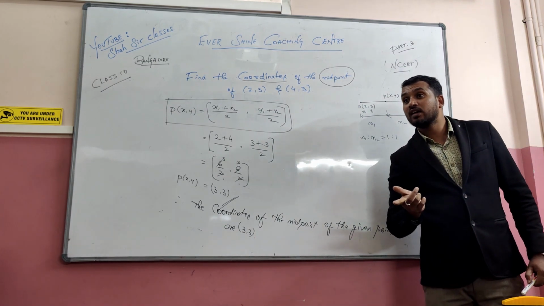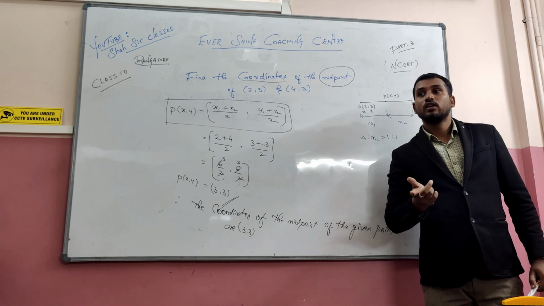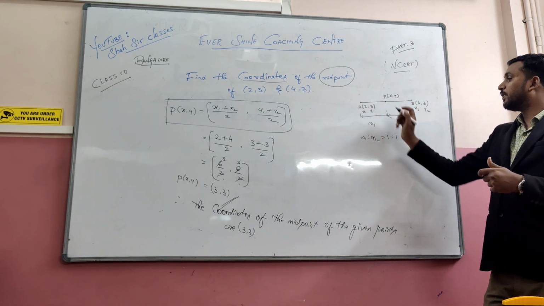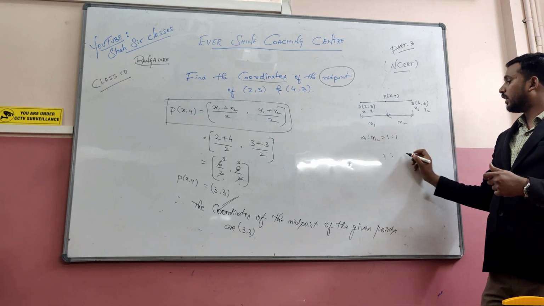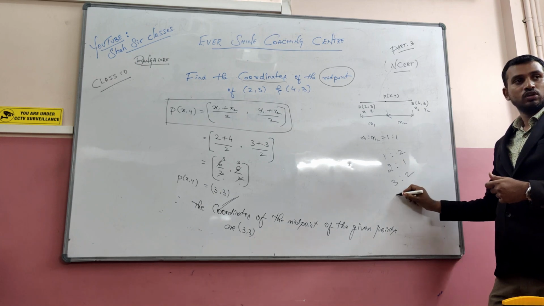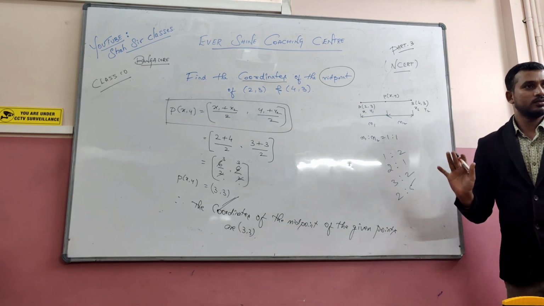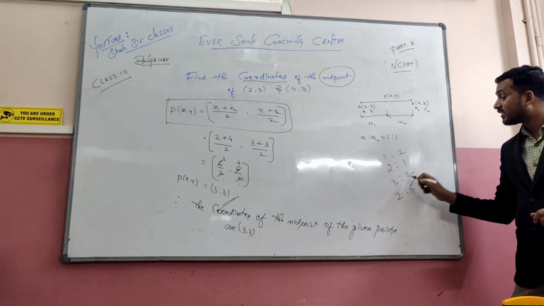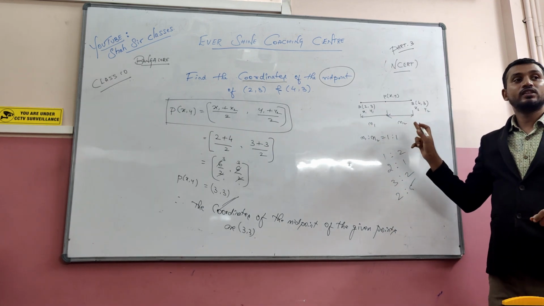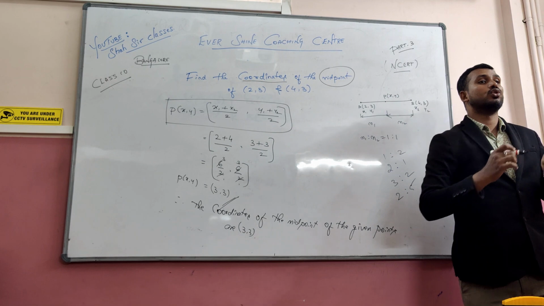In the section formula, it can be more also, it can be less also. AP can be 1 and PB can be 2. This can be 2 and 1. This can be 3 is to 2. This can be 2 is to 5. Anything, but both are not the same. But in case of midpoint, M1 and M2 divide in the same ratio.